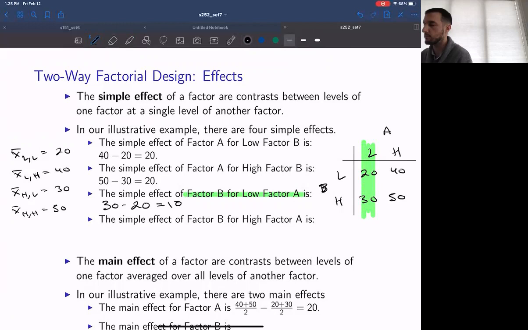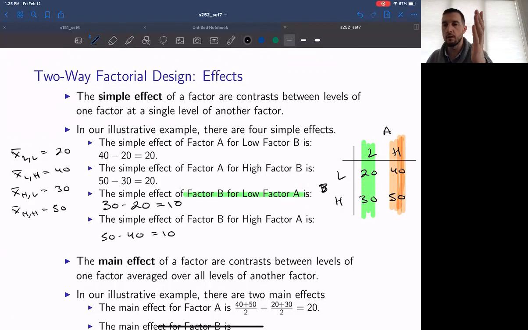Right? And then in the last example, it says the simple effect for factor B at high factor A. Okay, so now we're just conditioning on the high factor A here. So this is going to be 50 minus 40, which is 10. Right, so simple effects are just changes in the values at one level of one of the explanatory factors while conditioning on one level of the other explanatory factor.